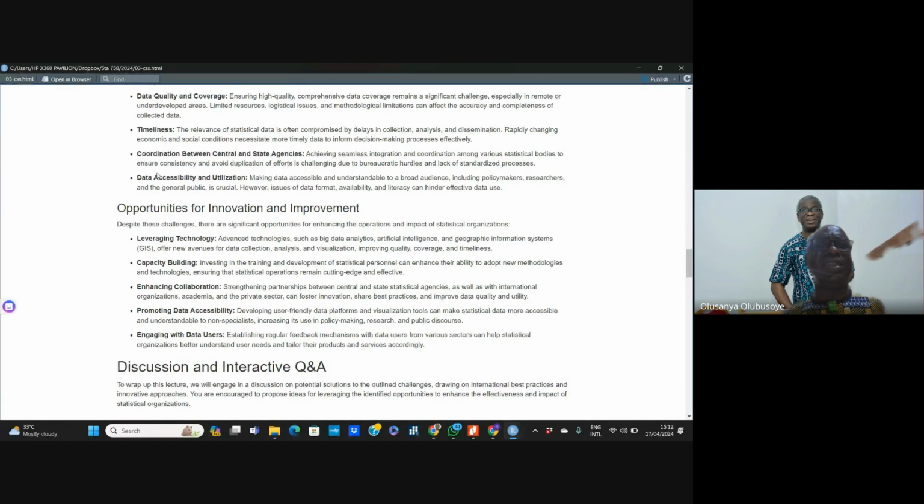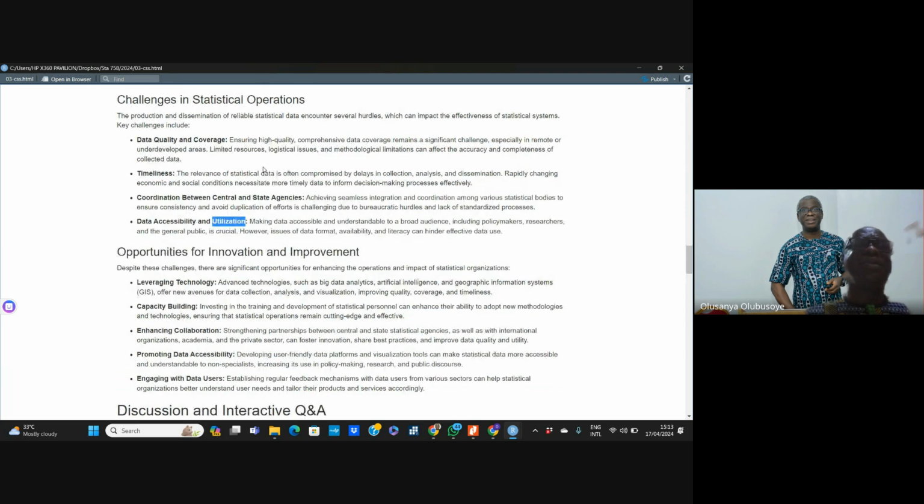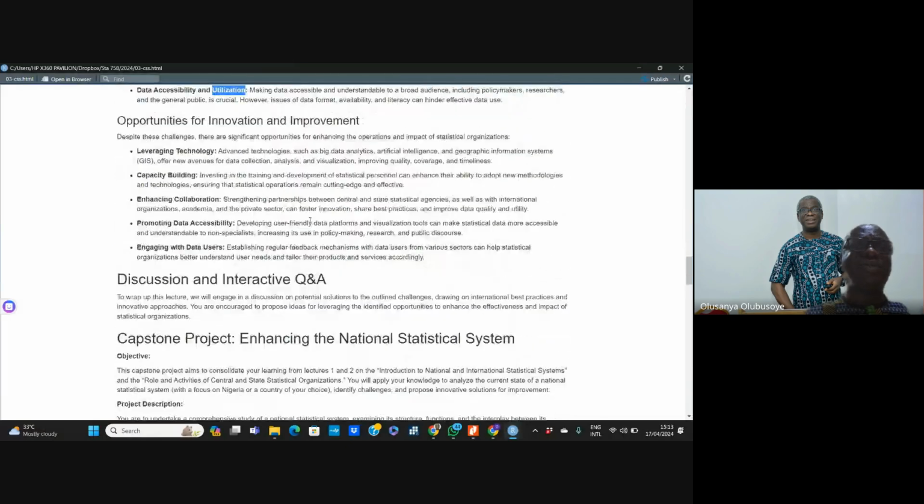We still have challenges in data accessibility. How easy is it for citizens and general users to have access to data? How is it for us to utilize data? Are they being used even by government? So these are challenges: challenges in quality, coverage, timeliness, coordination, accessibility, and utilization.